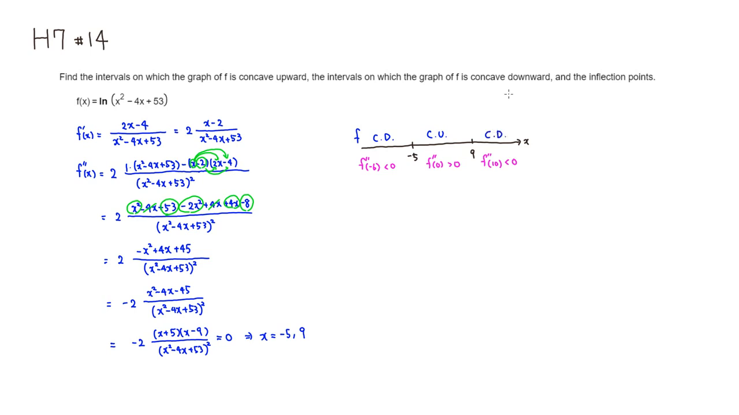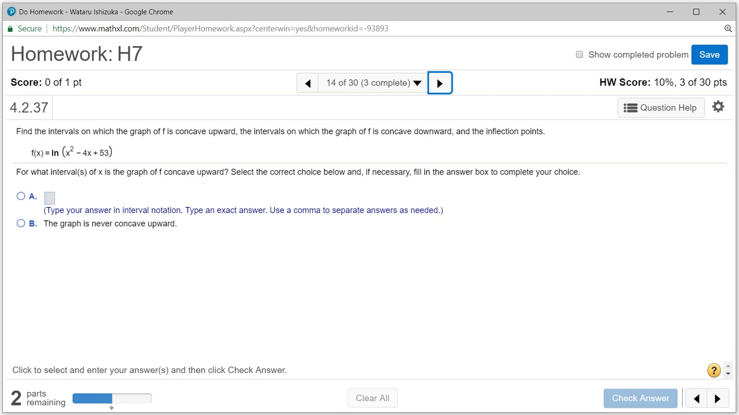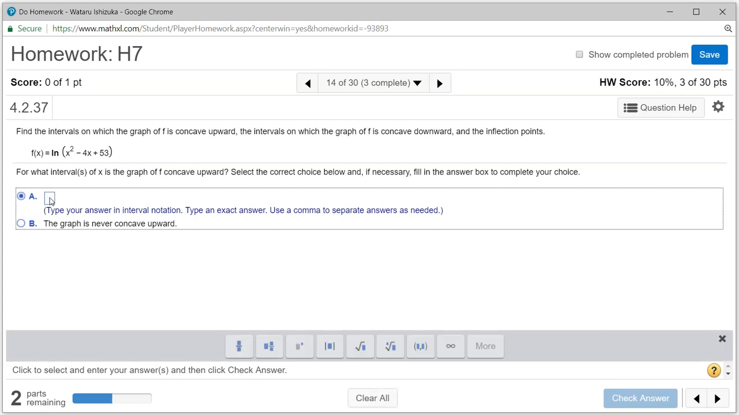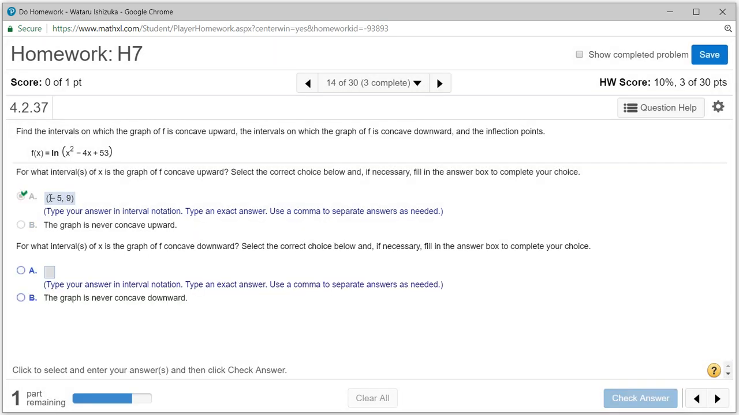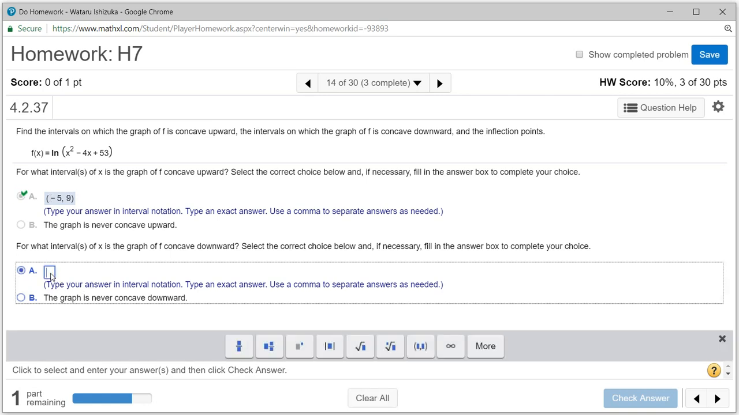Let's type in the answer. We have the interval of concave upward, which is between negative 5 and positive 9, so the interval from negative 5 to positive 9. Let's check the answer. We got that. And concave downward is everywhere else, so it's negative infinity to negative 5, comma, and 9 to positive infinity. Let's check the answer.